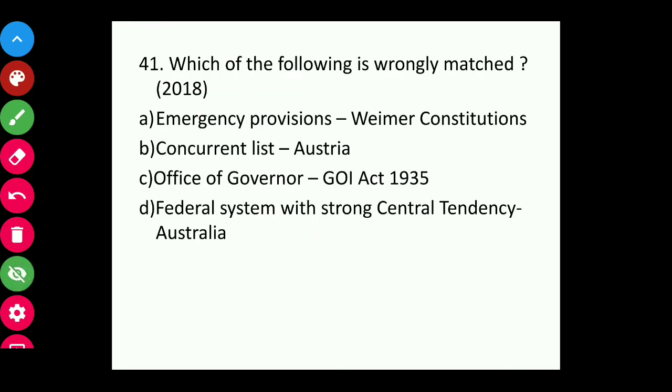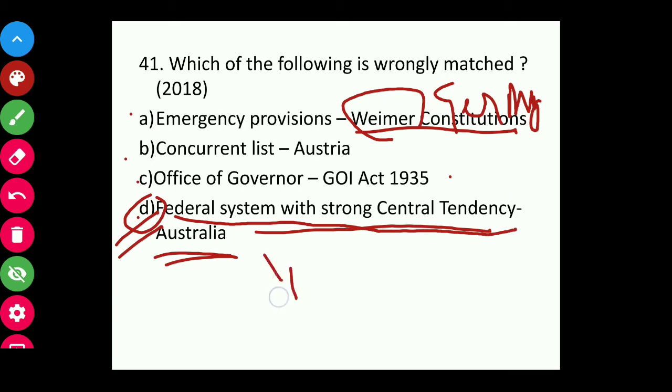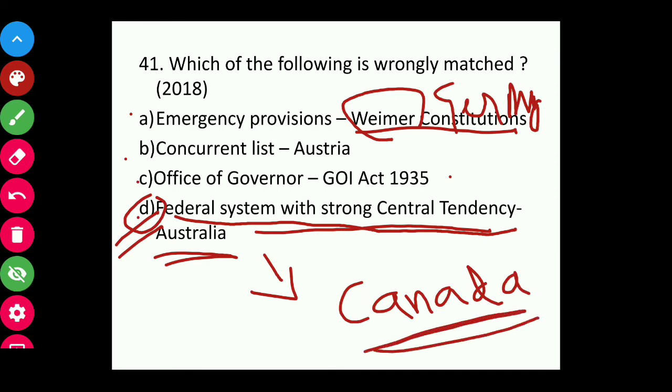Which of the following is wrongly matched? A. Emergency provisions, Weimar Constitution. Weimar Constitution belongs to Germany. B. Concurrent list, Austria. C. Office of the Governor, Government Act of 1935. D. Federal system with strong central tendency. So the answer is D. Number D is wrongly matched. The federal system with strong central tendency was adopted from Canada, not Australia. Keep that in mind.